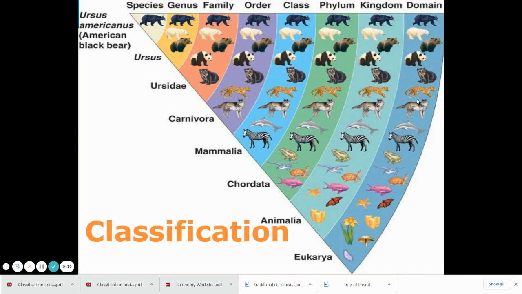So as you can see, this is a system of larger groups getting smaller, and each group, as it gets smaller, the organisms have more in common, as we could see here in what would be the classification of the American black bear, or Ursus americanus.